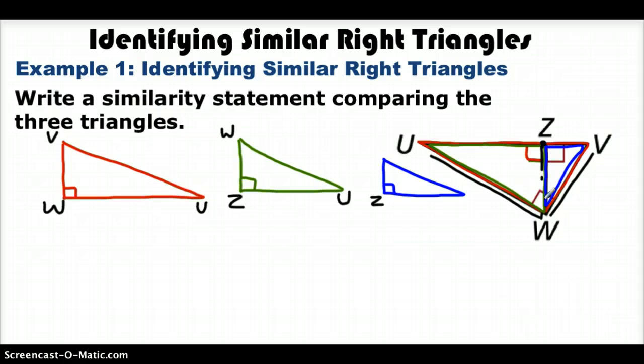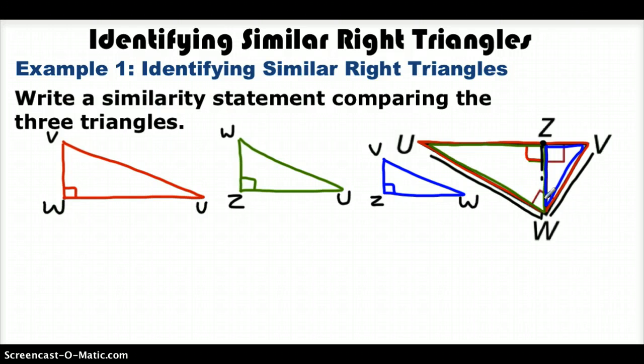And then finally, the smallest triangle, the blue triangle, since Z is my 90-degree angle, my shorter leg looks like it's going to be ZV. So I'll put V here as my shorter leg. And my longer leg must be ZW, so I'll put W right here.